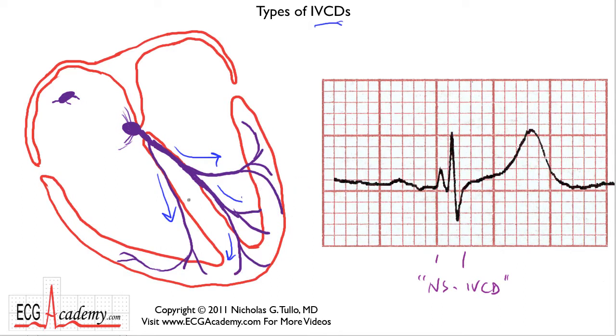For example, when there's delay down the right bundle branch system, let's say the right bundle branch does not get the signal where it needs to go in time. What happens is the left side of the heart activates first, and then you wind up with very slow activation of the right ventricle. Now, the right ventricle is a pretty thin-walled structure, and it doesn't create a lot of voltage, but we can see it on the cardiogram.